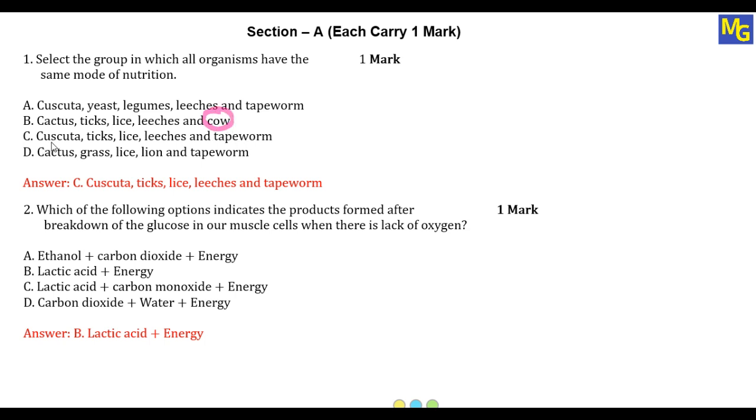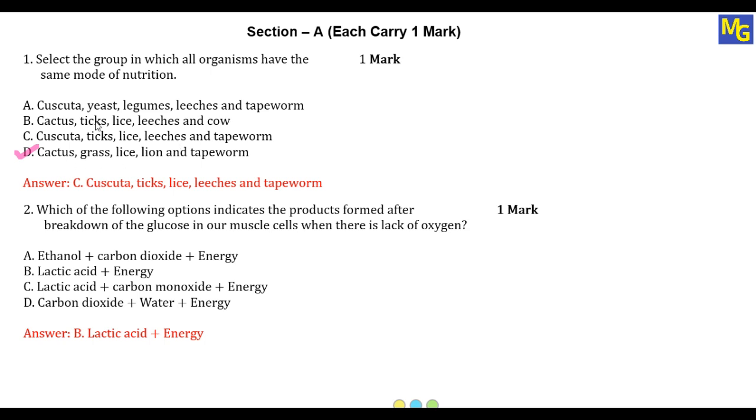Then option C: cuscuta, ticks, lice, leeches and tapeworm. Here all are parasites, which means all are showing heterotrophic nutrition. So this can be the answer. We'll see option D: cactus, grass, lice, lion and tapeworm. Here grass is autotrophic, but the remaining, lion and others, are heterotrophic. Therefore option D will not be the answer.